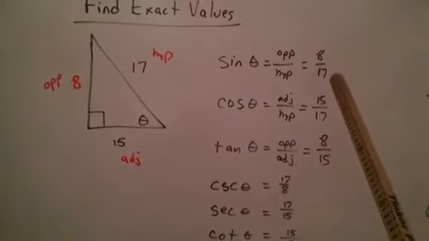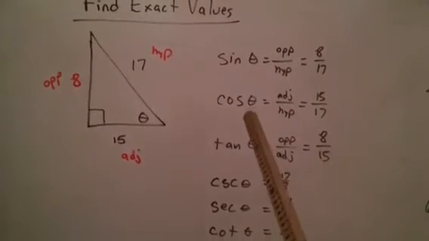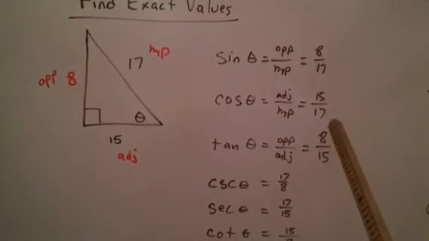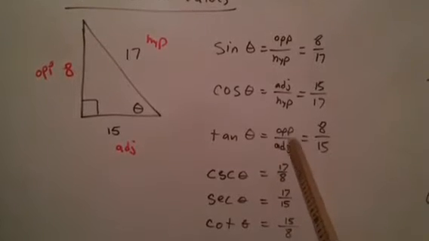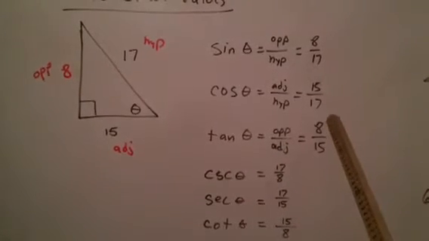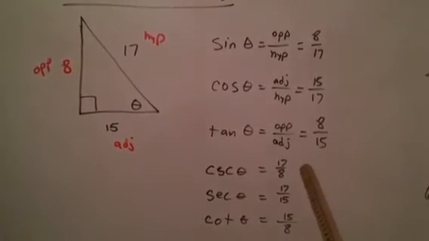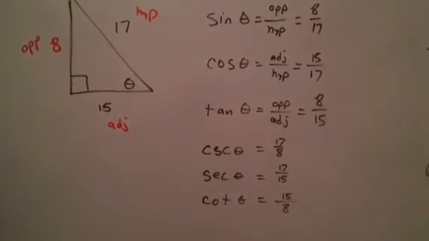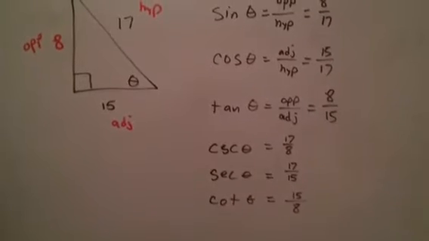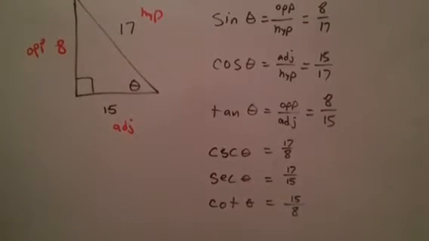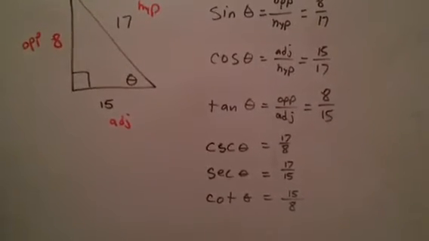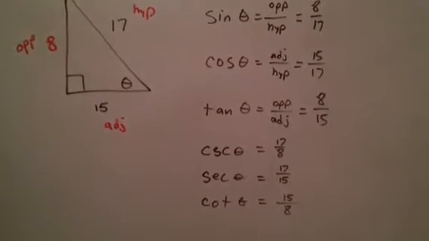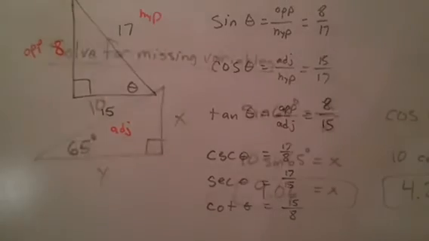Sine is opposite over hypotenuse. So sine is 8 over 17. Cosine is adjacent over hypotenuse, so it's 15 over 17. Tangent's opposite over adjacent, so that's 8 over 15. And then again, the reciprocals of sine, cosine, and tangent give us cosecant, secant, and cotangent, which is 17 over 8 for cosecant, 17 over 15 for secant, and 15 over 8 for cotangent.